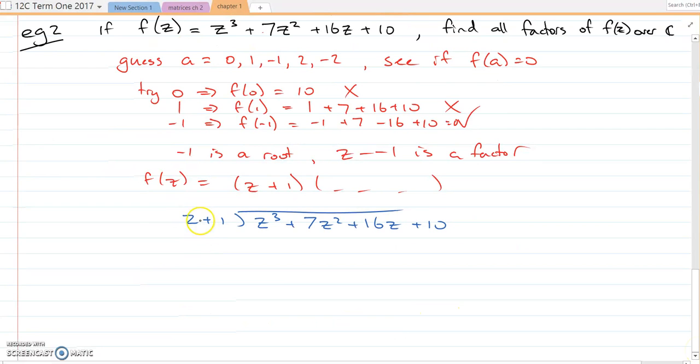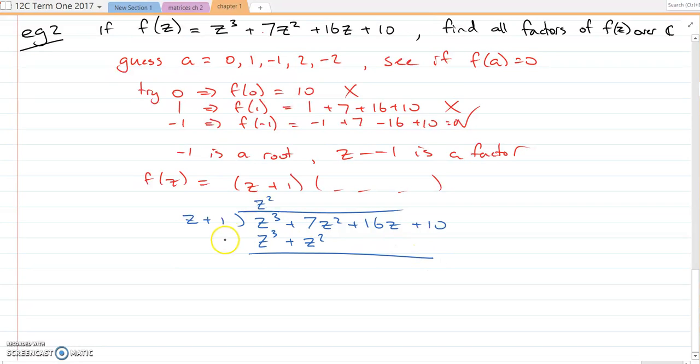So this is a long division. I'm going to divide z plus 1 into this and see what I get. This is the way I start. I look at my z, just the z, not the plus 1, and see how many go into z cubed. It's z squared, because z times z squared is z cubed. Now I times out the z times the z squared, put it underneath, z cubed, and then I times the 1 by the z squared, so that's just z squared.